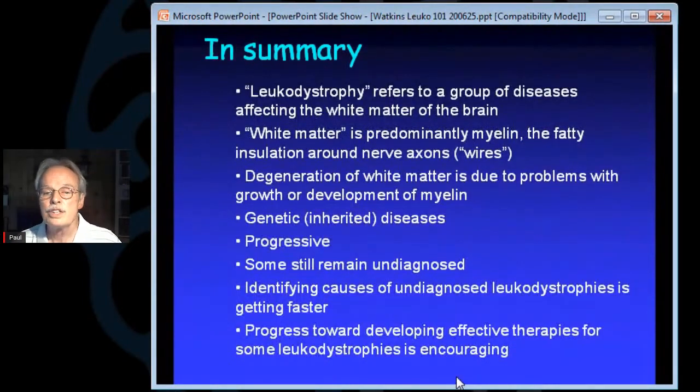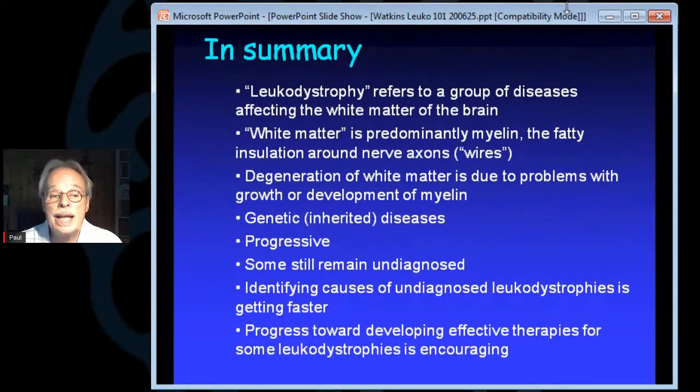So in summary, leukodystrophy refers to a group of diseases affecting the white matter of the brain. White matter is predominantly myelin, the fatty insulation around the wires. Degeneration of white matter is due to problems with growth or development of myelin. Genetic causes are the ones that we are most referring to when we talk about leukodystrophy. These diseases are progressive. Some still remain undiagnosed, although we're getting better. Identifying causes of undiagnosed leukodystrophies is getting faster, which is critical. The earlier you can treat something, the less damage hopefully it'll cause. And finally, progress towards developing effective therapies for some leukodystrophies is now encouraging.